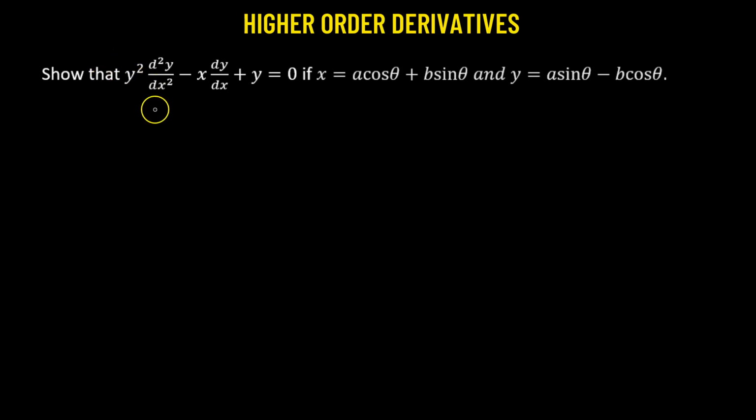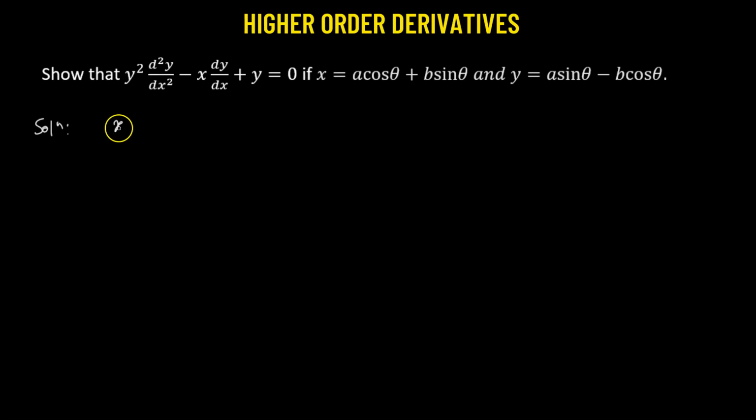In this problem, we need to show that y squared times the second derivative of y with respect to x minus x times the first derivative of y with respect to x plus y equals 0, provided x is given by a cos theta plus b sin theta and y is given by a sin theta minus b cos theta. So let's try.